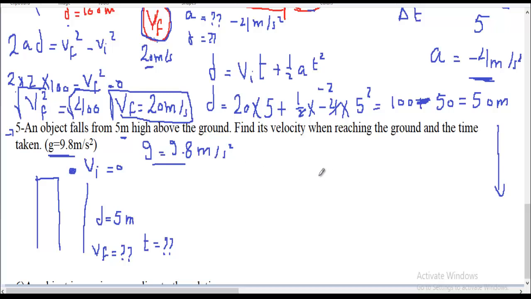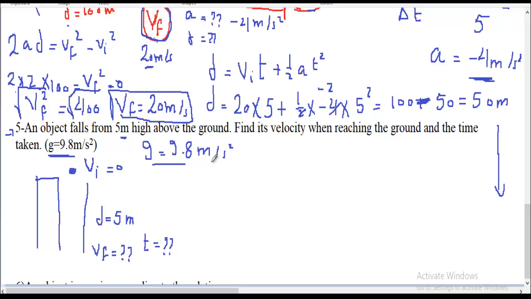You can use the equations of motion. As we said, you can use the first equation, Vf equals Vi plus At. Where is a? I have g, so you can replace a with g. No worries. Final velocity, and initial velocity is 0, plus 9.8 times time. So you don't have both of them. So the first equation doesn't work.